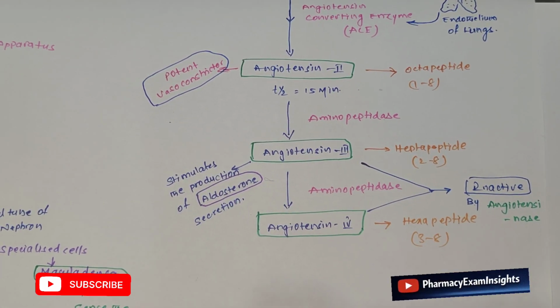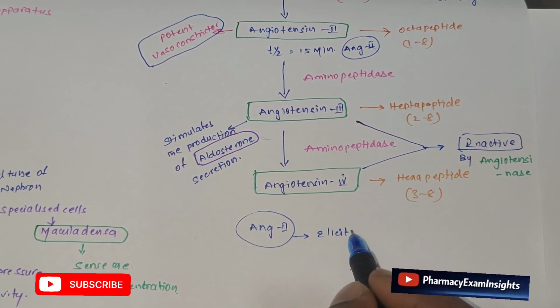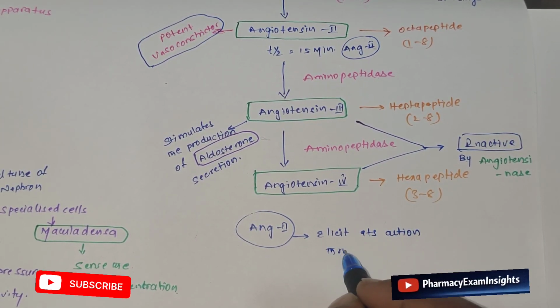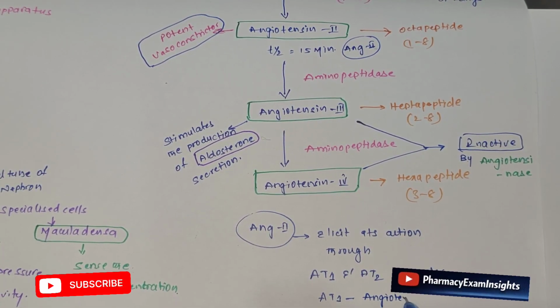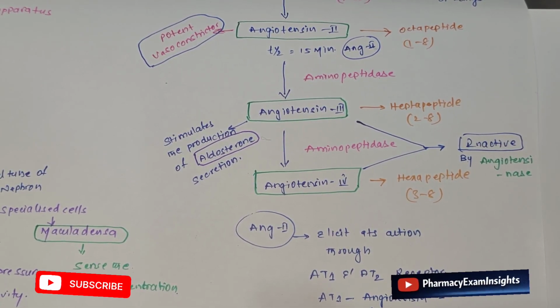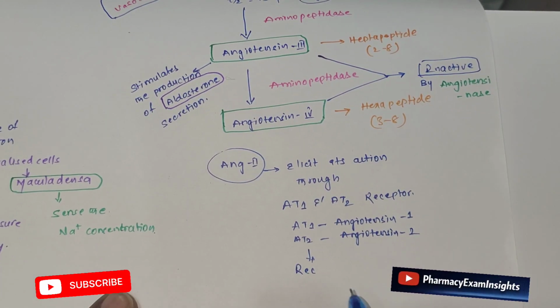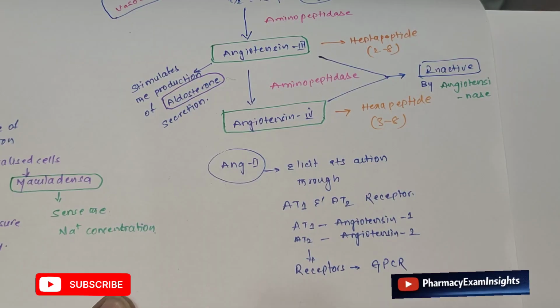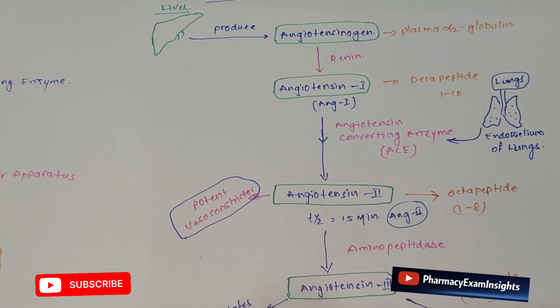Angiotensin 2 elicits its action through two receptors, that is angiotensin 1 and angiotensin 2. Both these receptors belong to the category of G protein coupled receptors. Angiotensin 2 is a limiting factor for renin production.